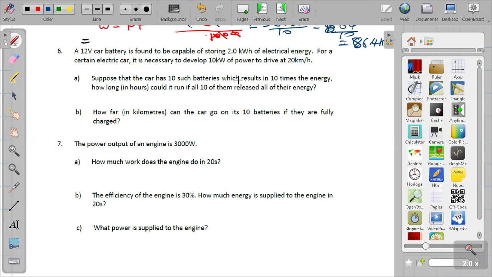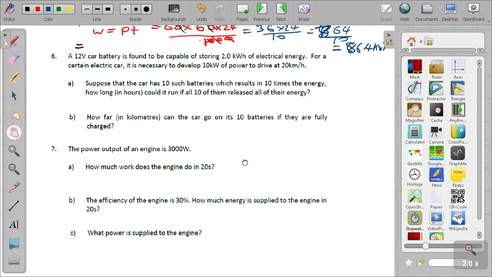Now the next one: a 12-volt car battery is found to be capable of storing 2 kilowatt hours of electrical energy. For a certain electric car, it is necessary to develop 10 kilowatt power to drive at 20 kilometers per hour. Suppose the car has 10 such batteries, which results in 10 times the energy. How long could it run if all 10 release their energy?